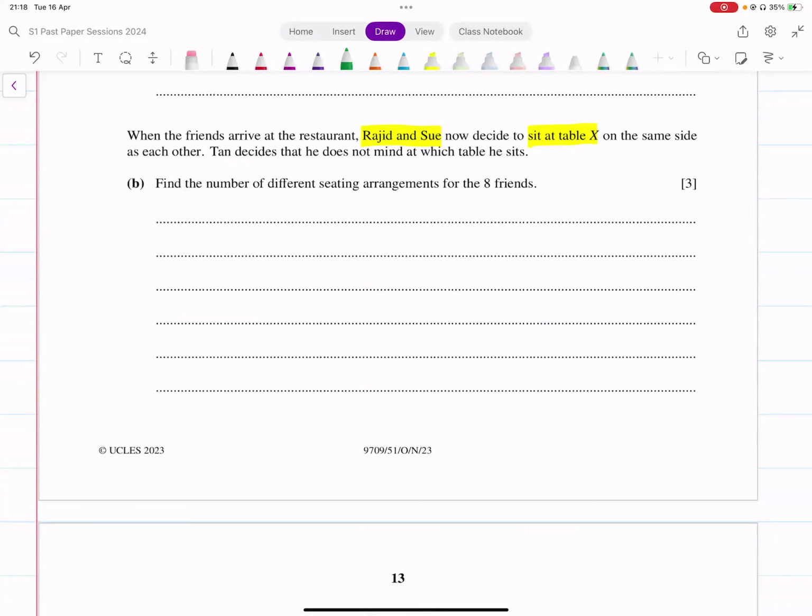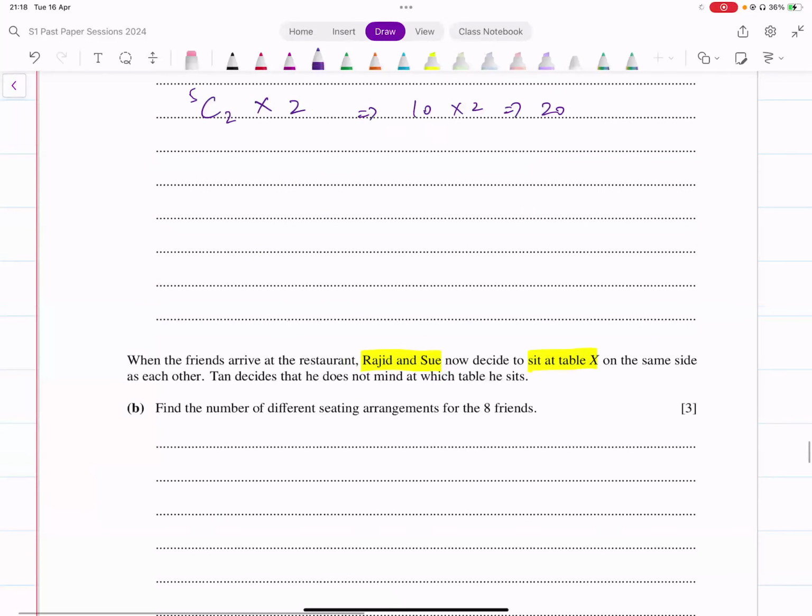Tan decides that he does not mind at which table he sits, so there's no condition for Tan now. Find the number of different seating arrangements for the 8 friends now. Now, what is the condition on? The condition is only on these 2 people, Rajit and Sue.